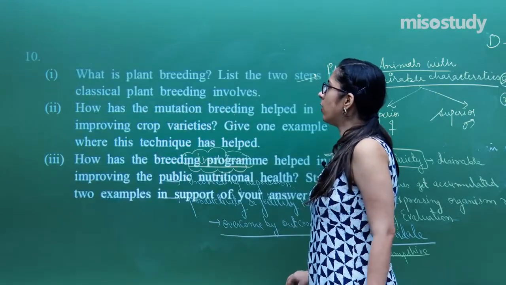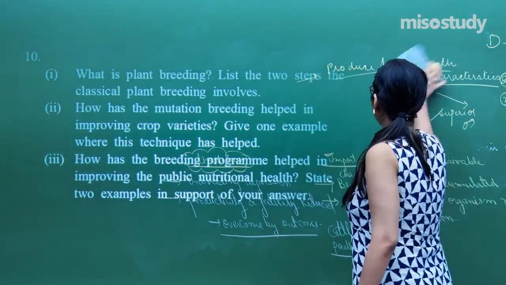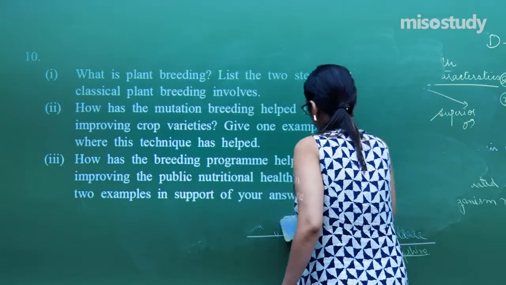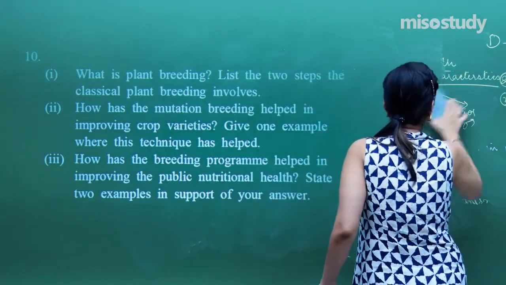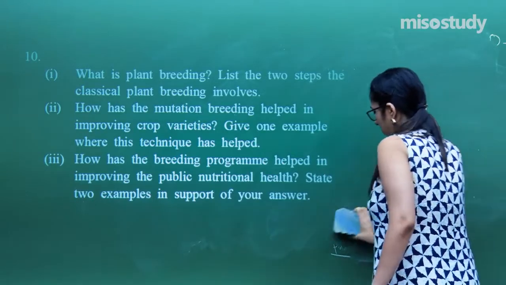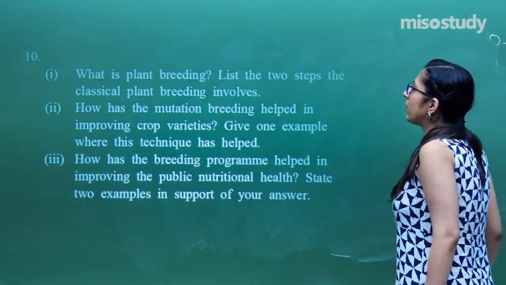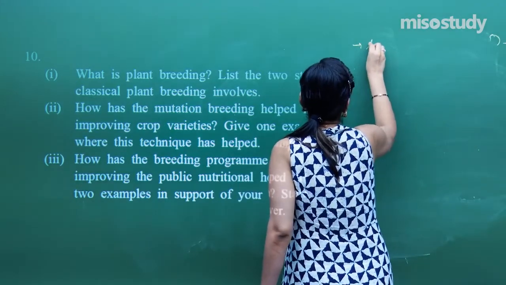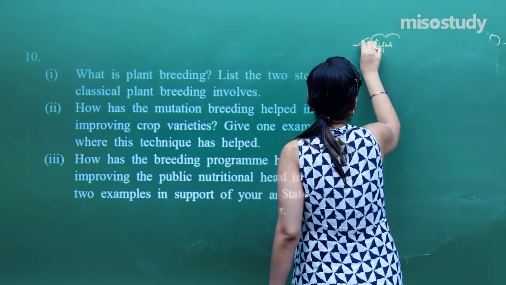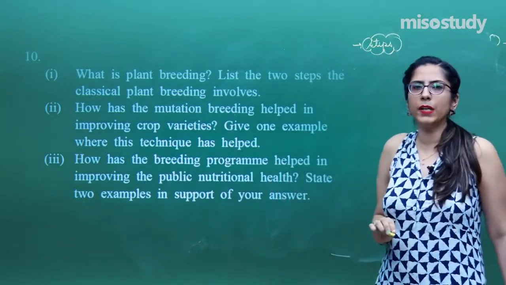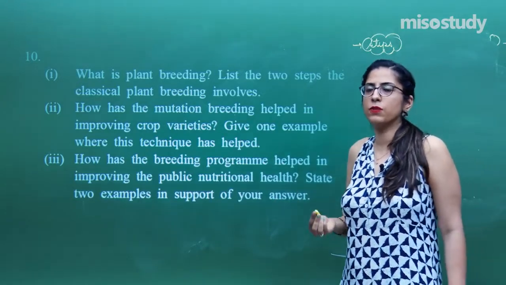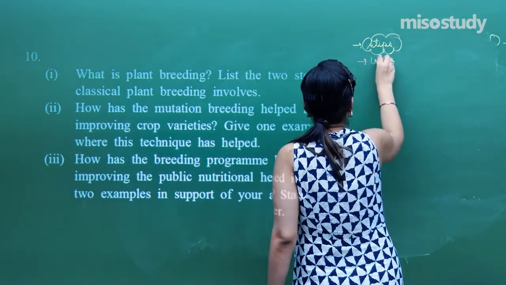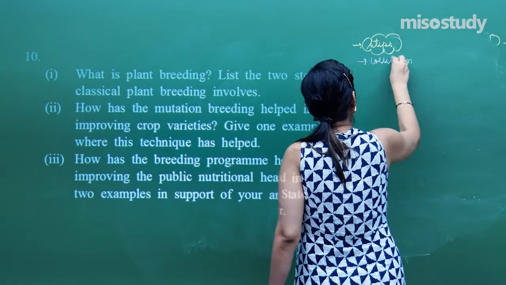So, now let's move on to the next question number 10. What is plant breeding? Name two steps in classical breeding. Now, let's discuss the steps. They are asking about plant breeding. The first basic procedure which we have discussed, that is a prerequisite of plant breeding, is called collection of germplasm.